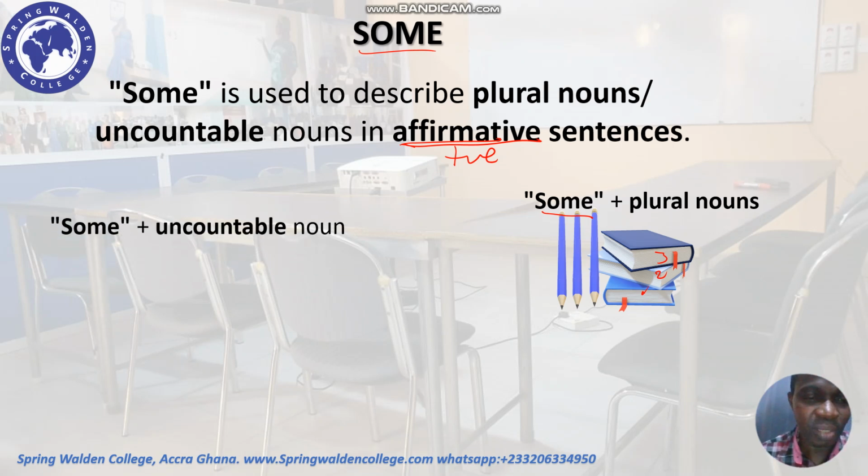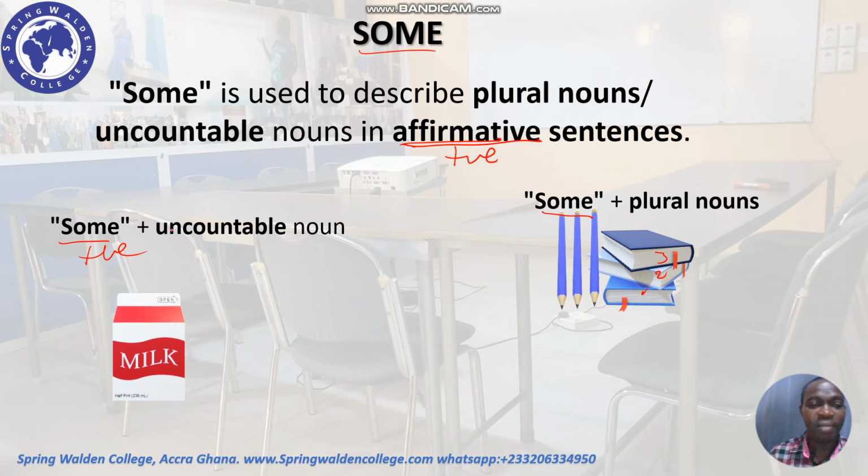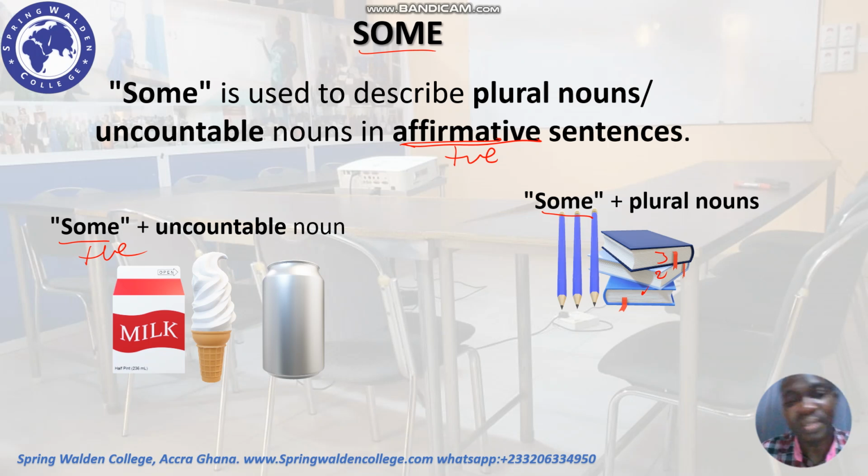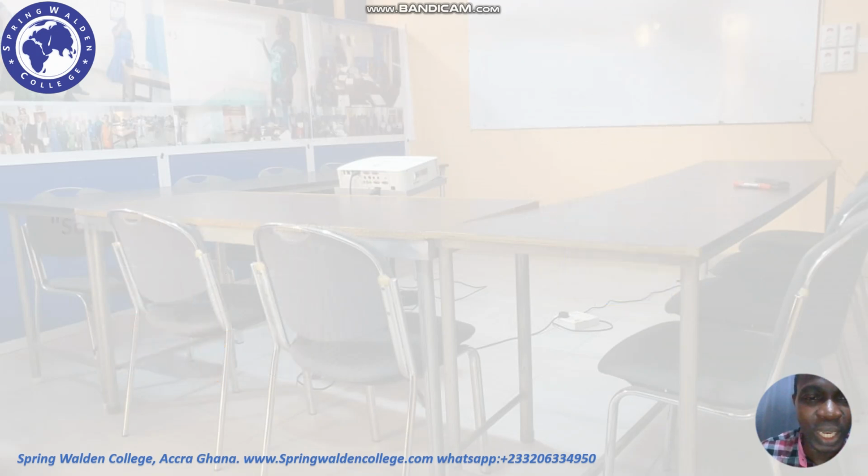Then we have uncountable nouns, so we know we cannot count them, so we always use them with some or any. And then in this context, it must be in the affirmative if you are using some, always in the positive. Okay, so we have some milk in the fridge. Okay, we have some ice cream in the fridge. There is some coke in the fridge. So that's how we use some in the affirmative, positive sentences only.